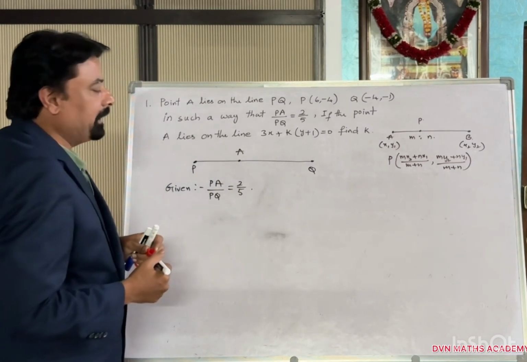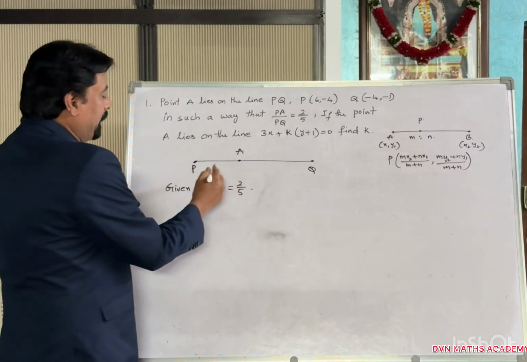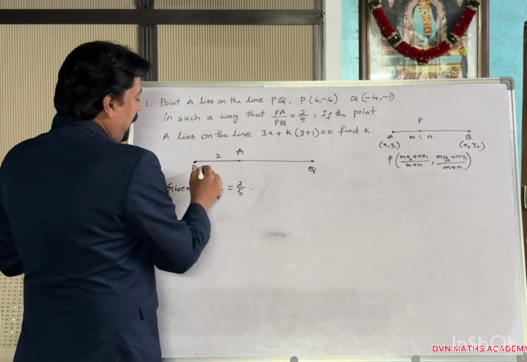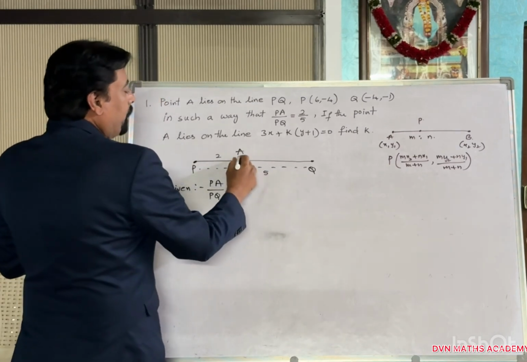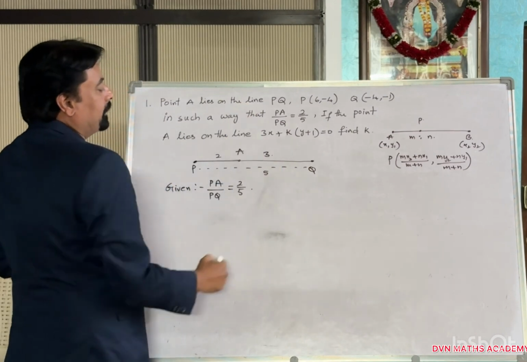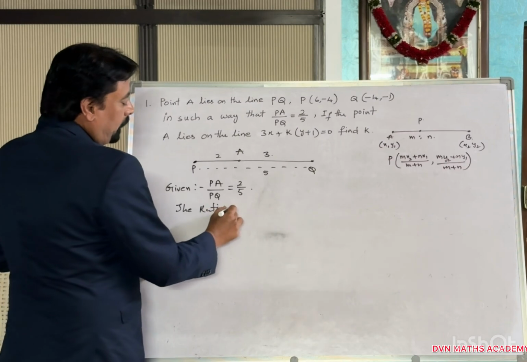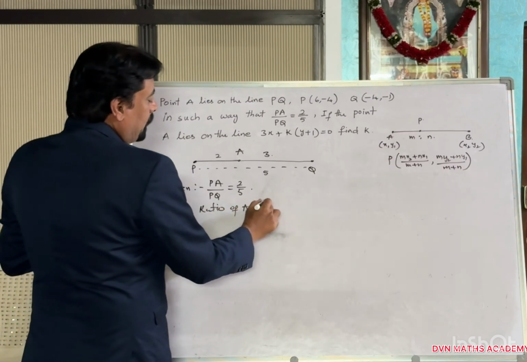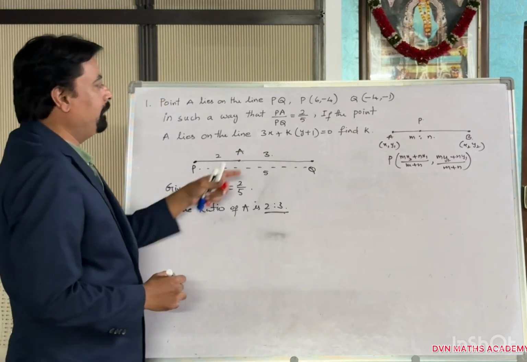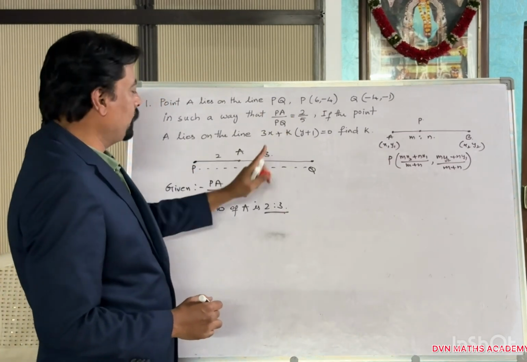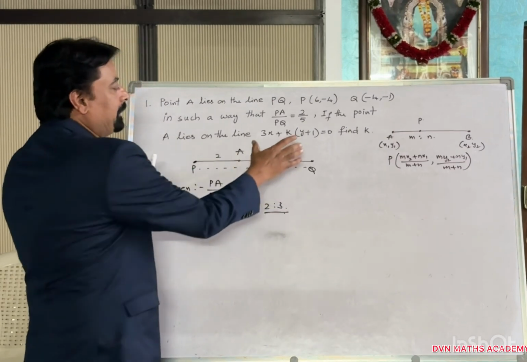By this information, we can find the ratio in which A divides PQ. Here PA is 2 parts and PQ is 5 parts. Therefore, AQ should be 3 parts. Therefore, the ratio of A is 2:3. This is very important. Some students will take 2:5, but it is not 2:5, it is 2:3. The point lies on the line, this we will think about later.